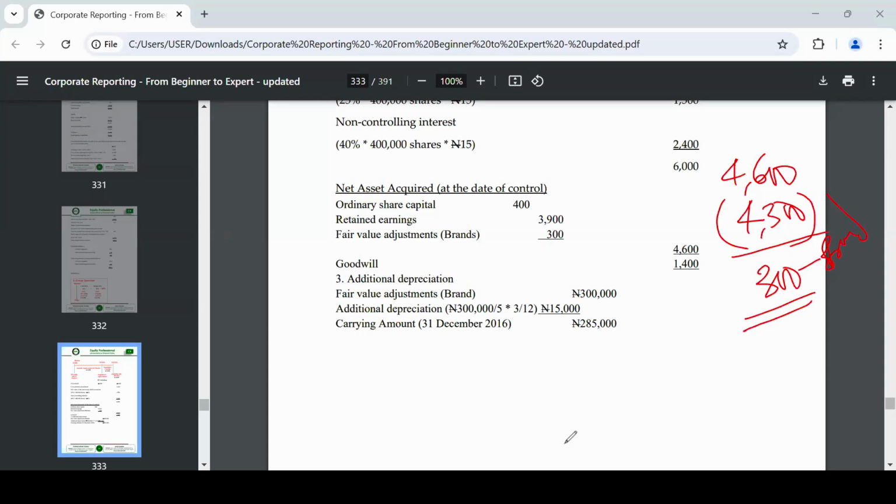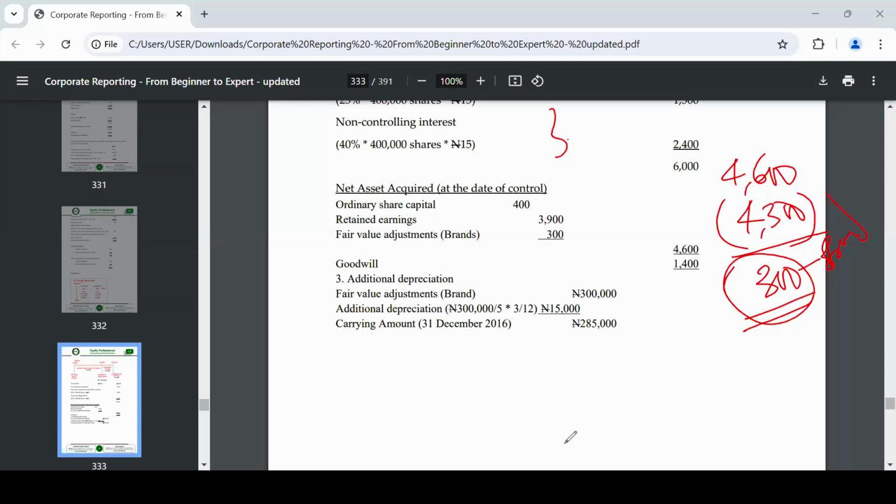I'm going to use it to cancel out this 100%. And then it will now make its way into the consolidated statement of financial position. I will use it to cancel out the purchase consideration and NCI to get my goodwill. I will do that first of all. Then it will make its way into the consolidated financial position as an asset.